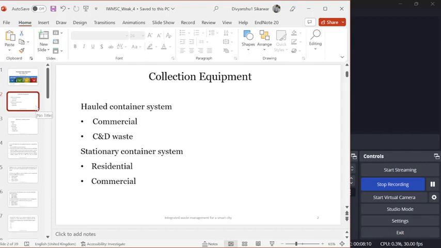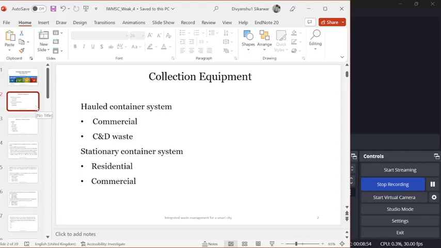These containers are designed to be hauled because the locations where they are used normally collect a huge quantity of waste. So it is not feasible to lift those containers to empty them into the trucks. That's why the containers are designed in such a way that they collect a large amount of waste and can be hauled from their location to the transfer station or disposal site, wherever seems fit.